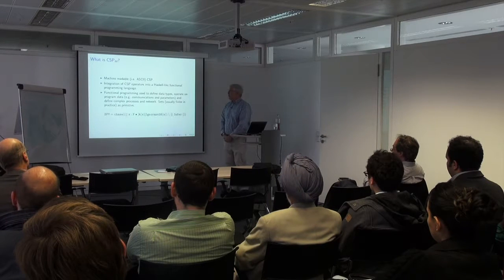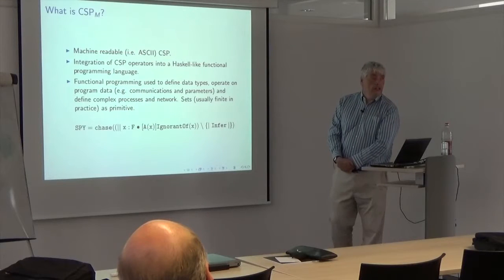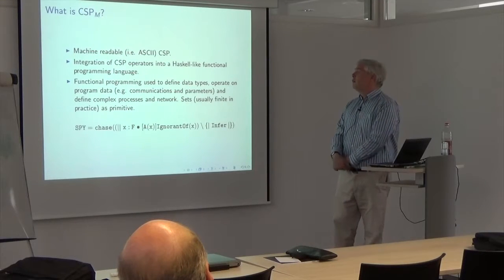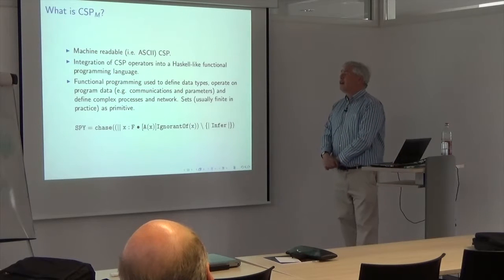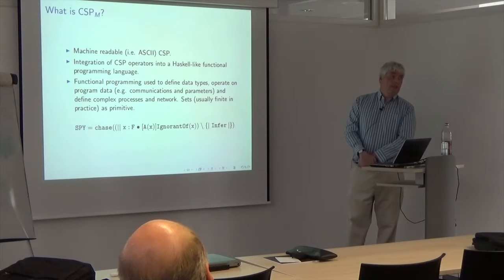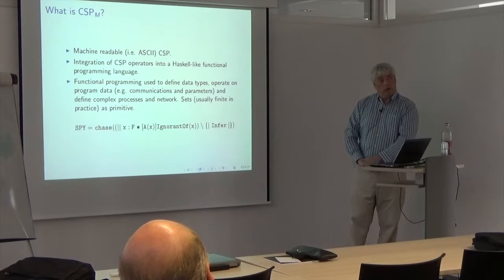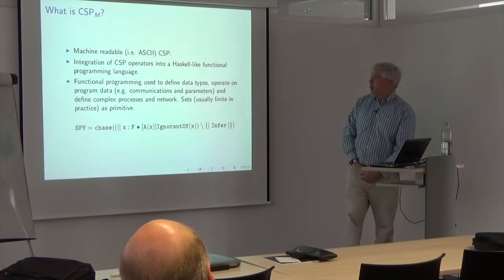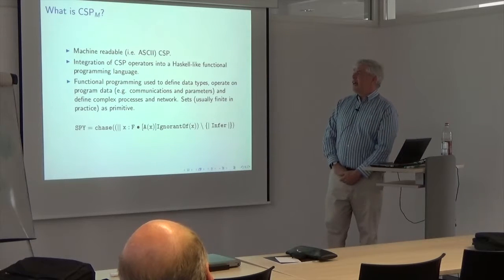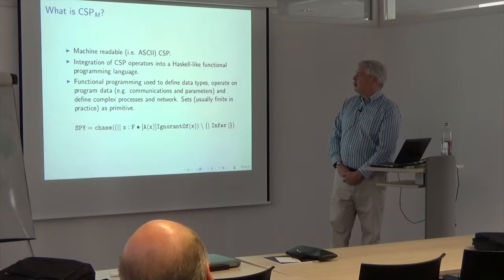And it's the integration of the operators we saw on the previous slide for describing parallel interactions into a Haskell-like functional programming language with basically lazy semantics. And the functional programming is used to define data types, operate on the program data, such as the data you send around as part of communications, or which you hold as parameters in programs. And also to lay out complicated processes and networks.